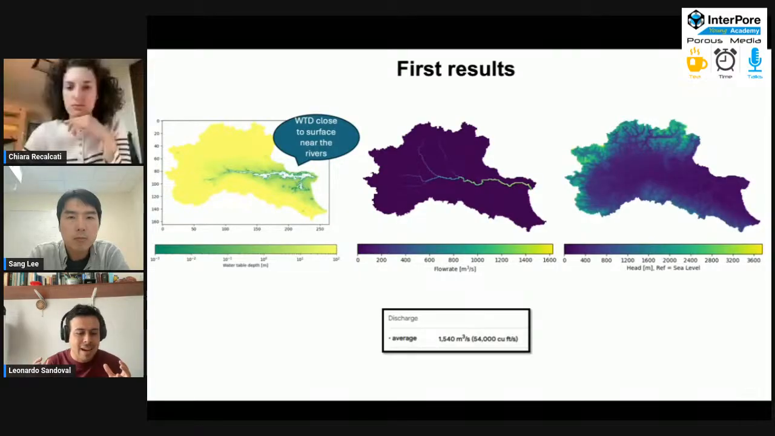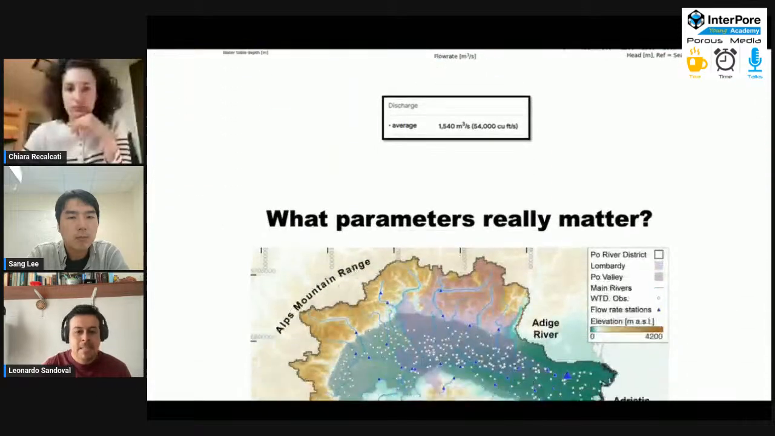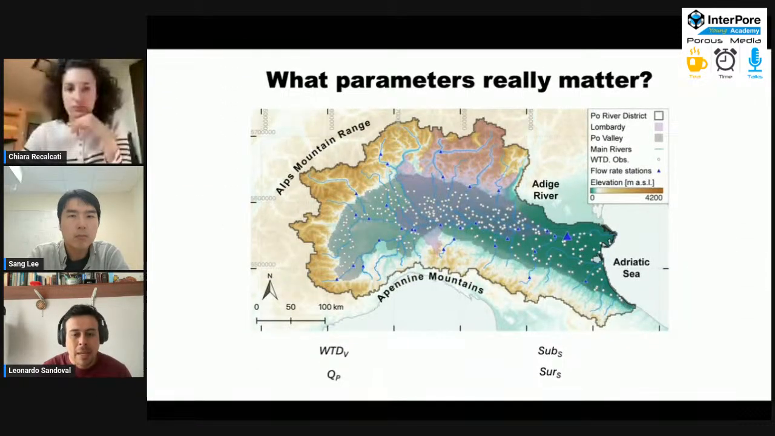And the big reason why we were happy with these results is that this is an uncalibrated model. So we can improve this a lot by implementing a calibration procedure. This is what we try to do. But the first question that we asked ourselves when we wanted to calibrate this model was, what are the parameters that are really important for this calibration?